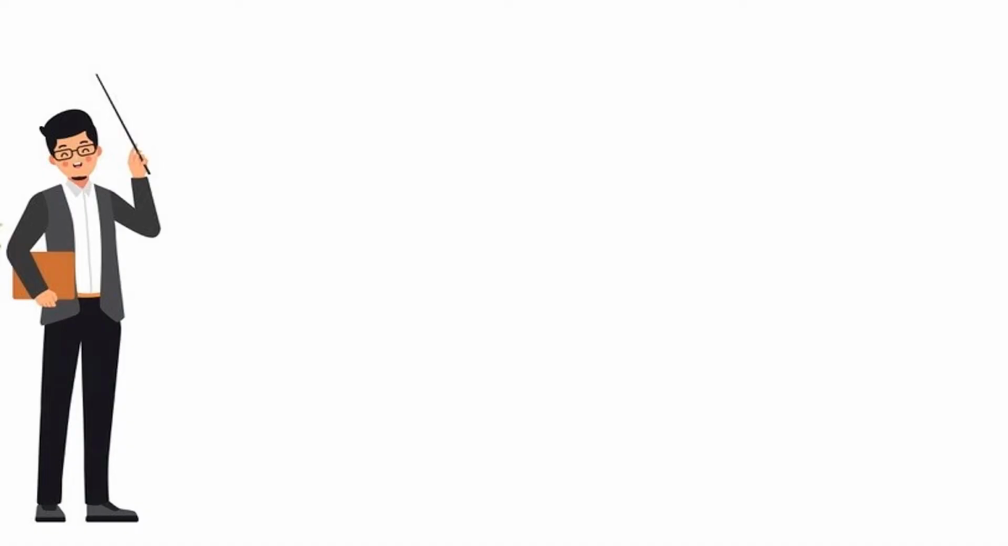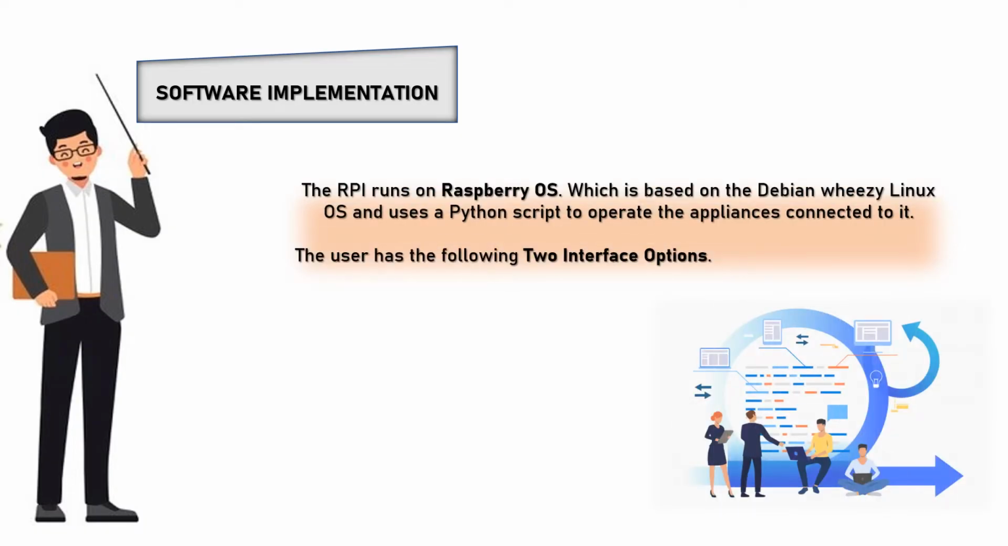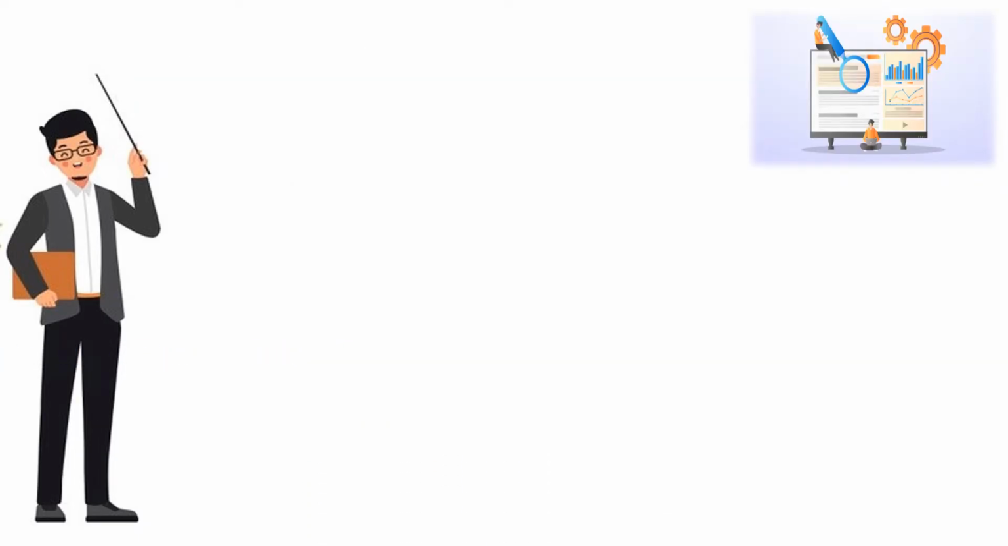1. Software implementation. The RPI runs on Raspberry OS, which is based on the Debian Wheezy Linux OS and uses a Python script to operate the appliances connected to it. The user has the following two interface options. A. Web page. B. Android application. A. Coming to the web page.